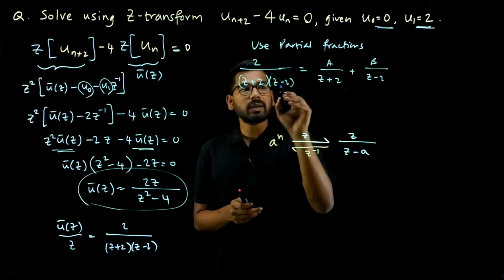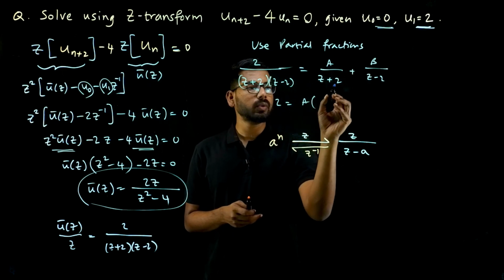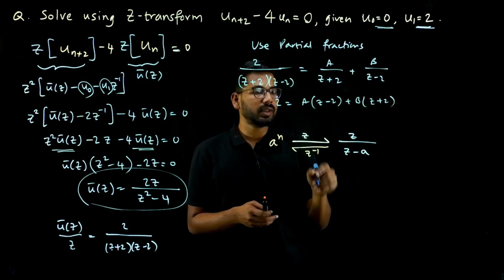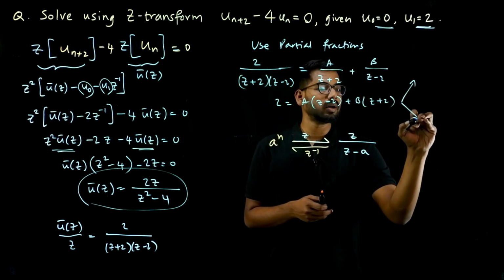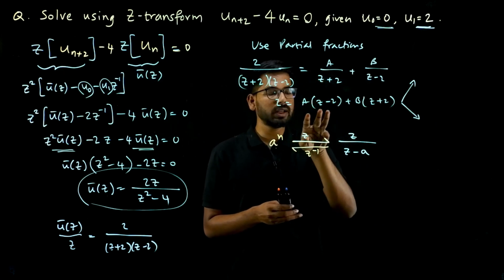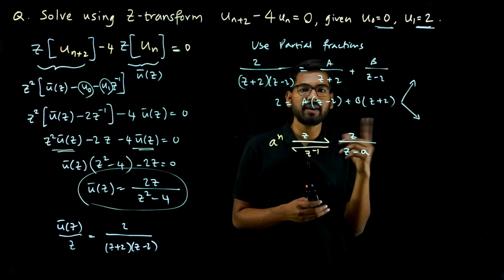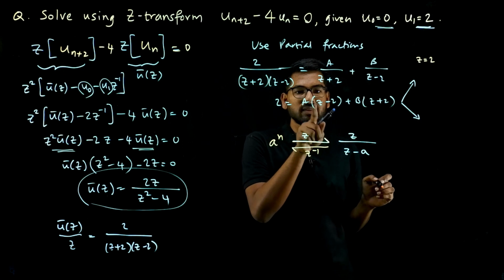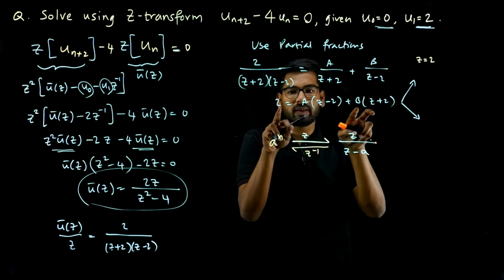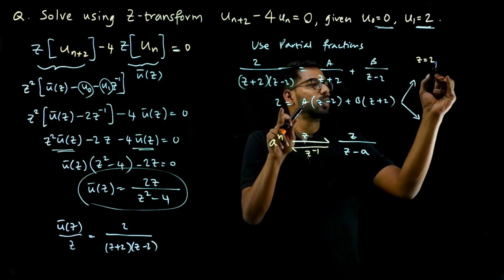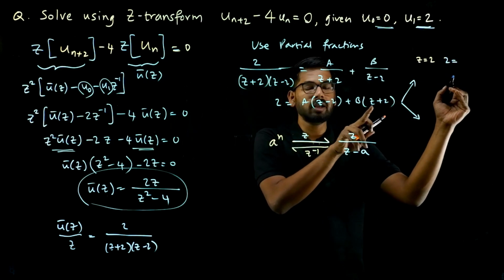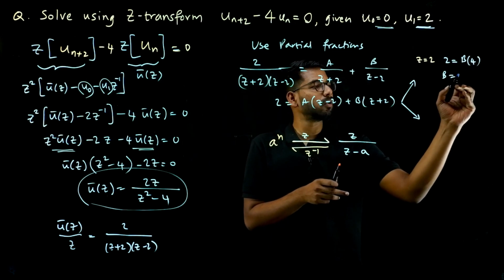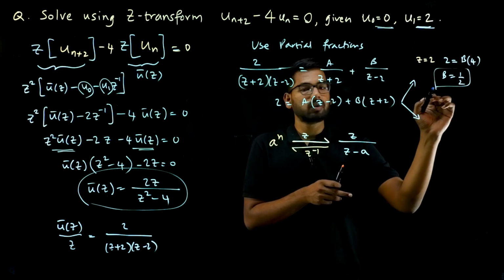Now if you multiply this here, you will get 2 is equal to a into z minus 2 plus b into z plus 2. So in this equation, you can find a and b. We have only one equation but three unknowns, a, b and z. So we need to substitute z equal to 2, then this term will become 0, so only the b term will be there. So 2 equals b times 2 plus 2, which is 4, so b is equal to 2 over 4, or 1 over 2.